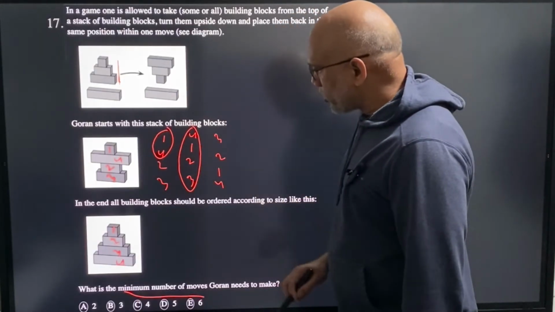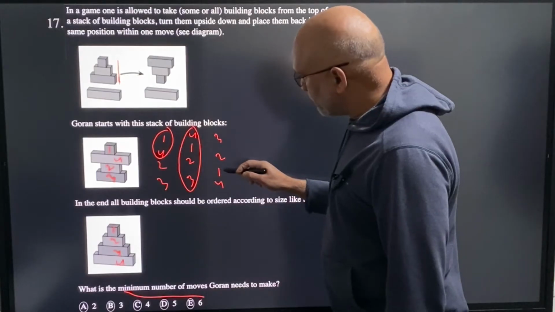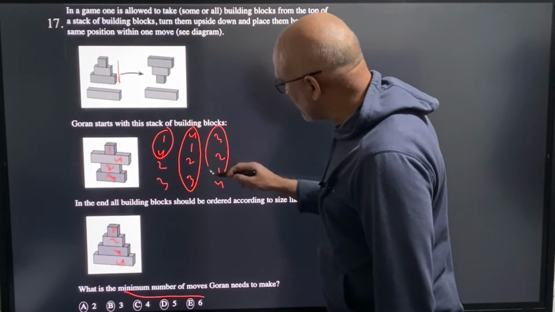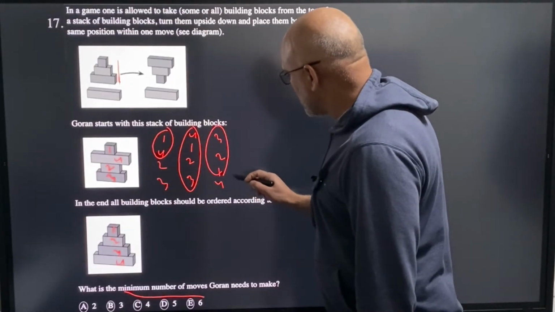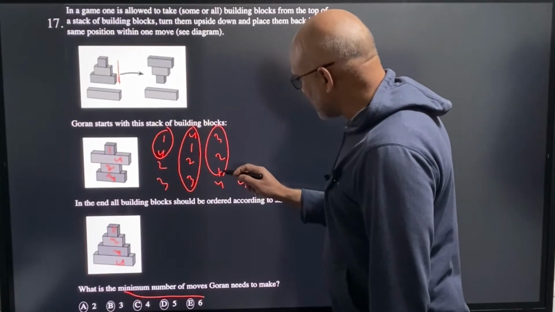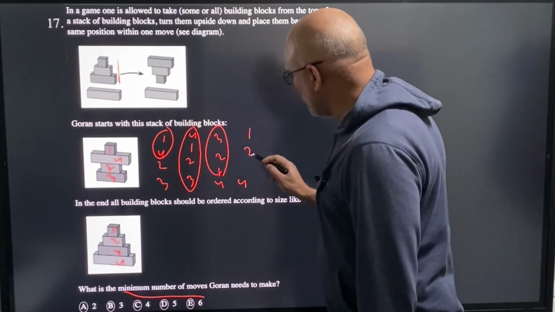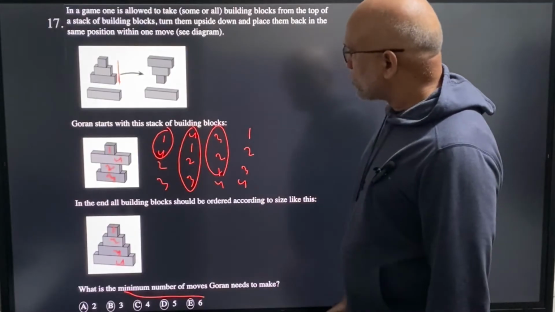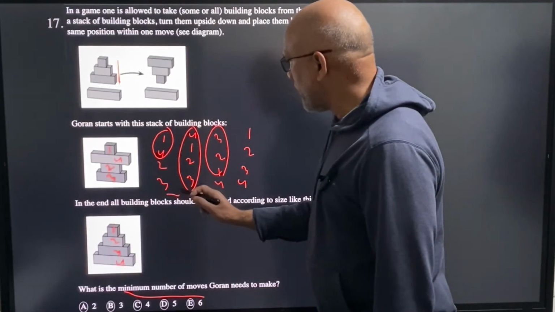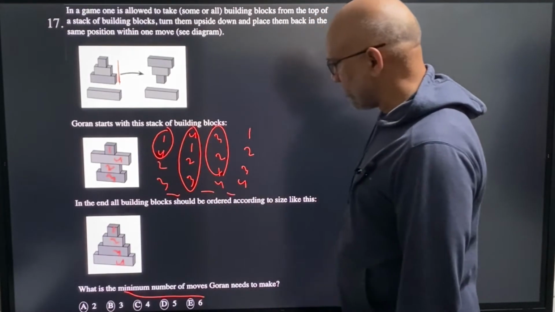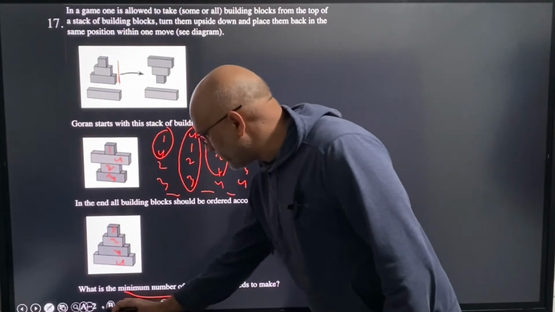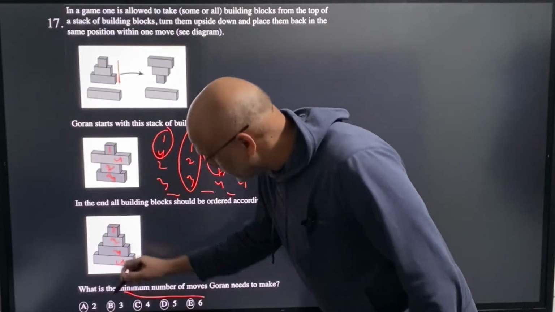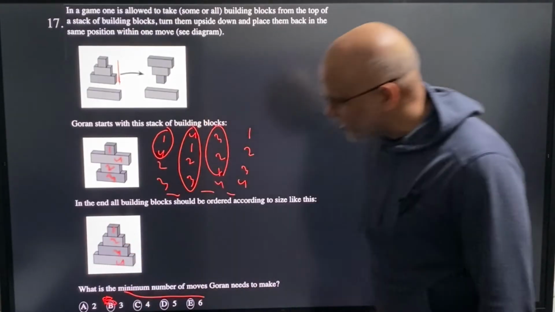Okay, 4 is at the bottom. For the remaining, I want the order 4, 3, 2, 1, and I can see that I can just flip this one, right? So 4 stays as it is, 1 goes to the top, then 2, and 3. So I've ended up with 1, 2, 3, 4. So how many flips did I need? Here I needed 1 flip, 2 flips, 3 flips. So I need a minimum of 3 flips. B is the correct choice.